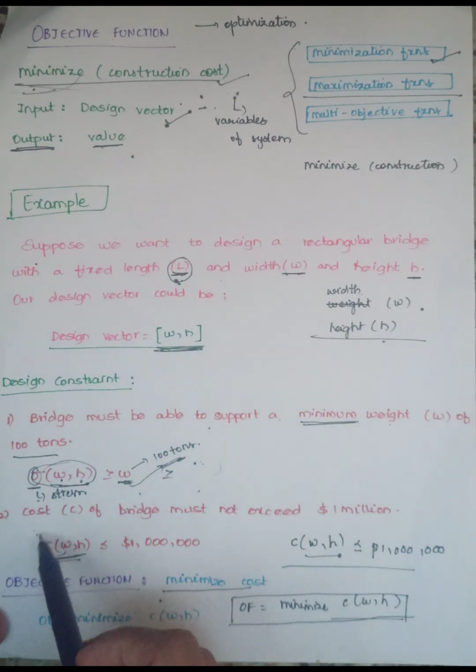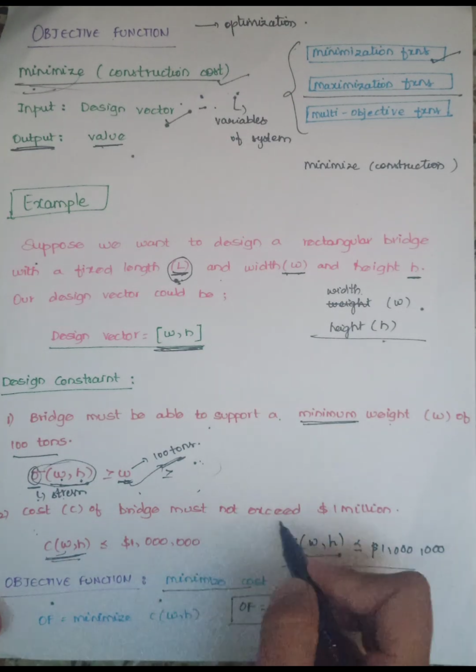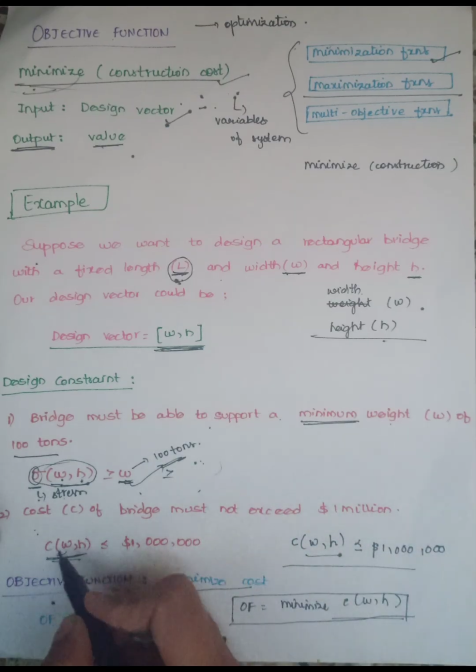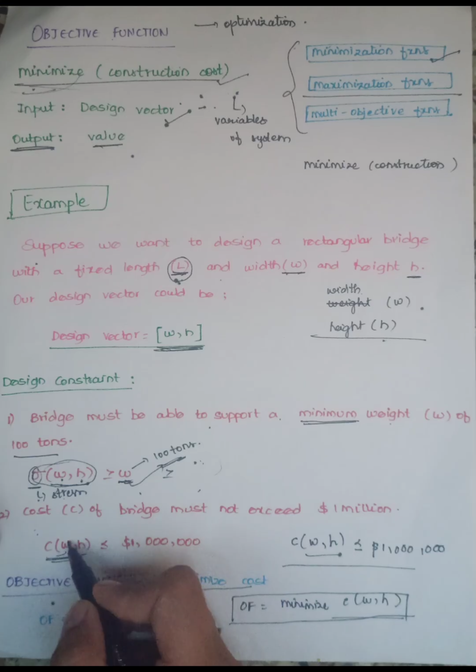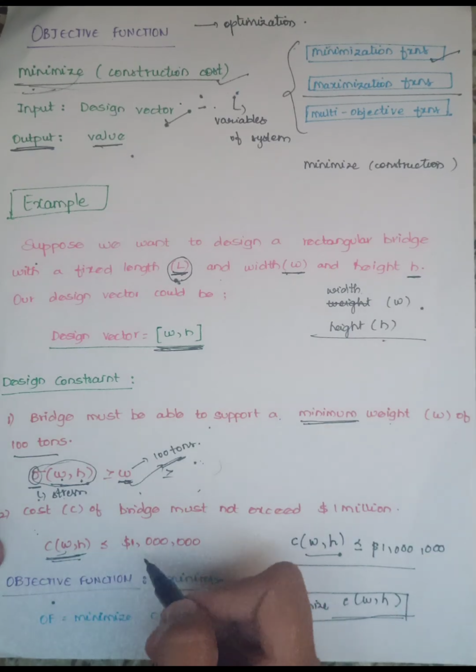And then the second constraint is that the cost of the bridge must not exceed 1 million. So here it is given that the construction cost of the bridge must not exceed 1 million. So this is written as a function of cost, c of w comma h. Here the design variables width and height are given, and it should be less than or equal to $1 million.